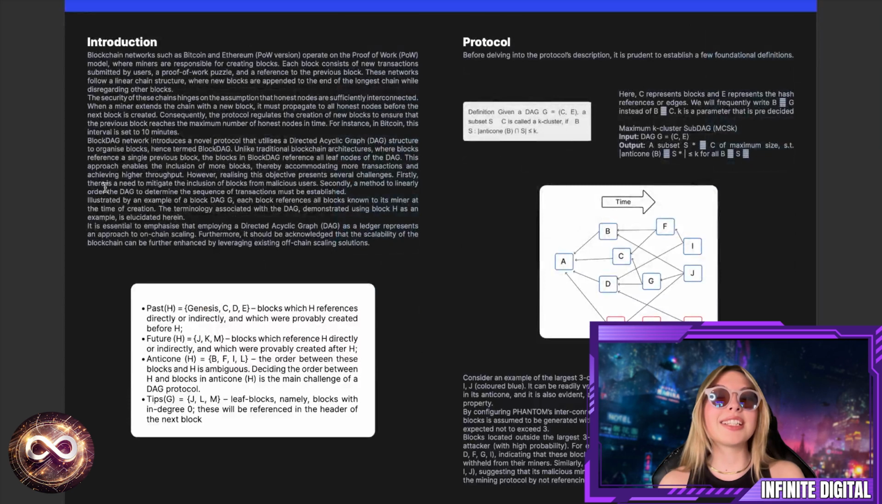So moving on, we have a little bit more of an introduction explaining what really goes on over here and what we're going to be seeing. So Bitcoin and Ethereum, a little bit about them, and that model where miners are responsible for creating blocks, and each block has to consist of new transactions submitted by users, a proof of work puzzle, and a reference to the previous block. The networks follow a linear chain structure where new blocks are appended to the end of the longest chain while disregarding other blocks. So it goes on to explain more about that. Down below you have a few pictures explaining visually what goes on, following the text that is explaining the protocol and more about it.